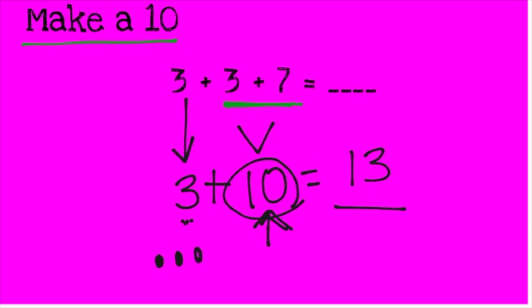So I drew my 3 dots here for 3, and I'm going to draw 10 dots. 1, 2, 3, 4, 5, 6, 7, 8, 9, 10. I can count up on my dots. I have 3, 4, 5, 6, 7, 8, 9, 10, 11, 12, 13. That gives me the same number.